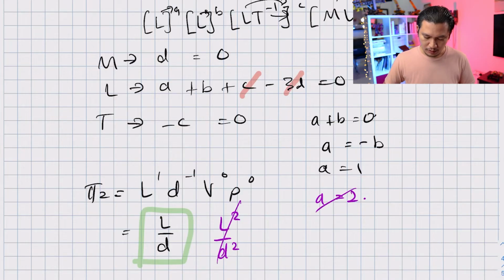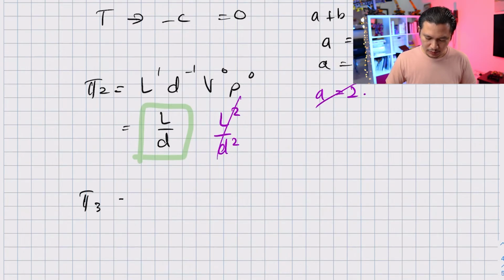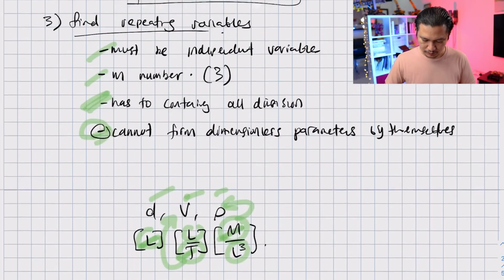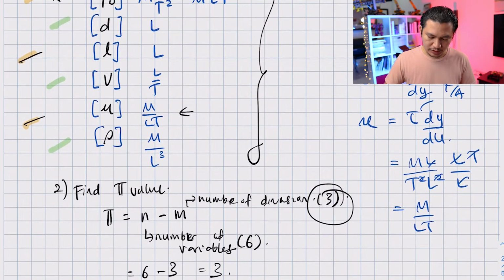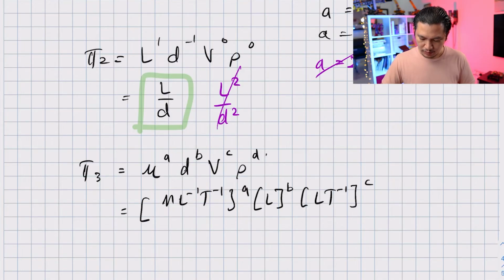Okay, now finally we have pi 3, and pi 3 is equal to mu to the power of A, D to the power of B, V to the power of C, and rho to the power of D. And for mu, the dimension is, good for us that we have listed here the dimension. So this is M over LT, which is L minus 1, T minus 1, to the power of A. D is simply length to the power of B. V is length over time to the power of C. And rho again is mass over length to the power of 3, to the power of D, equal to M0, L0, T0.